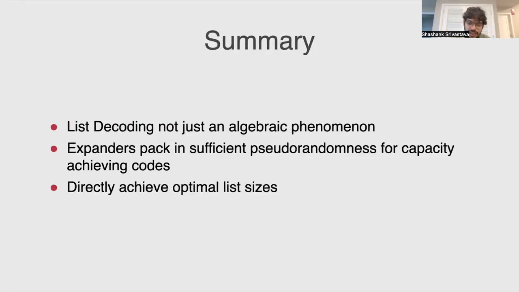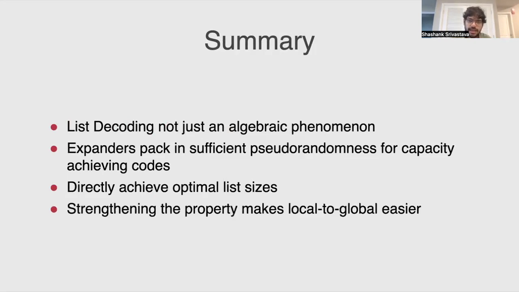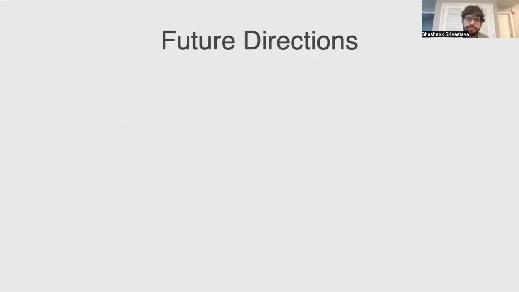One of the key advantages of our approach is that we directly achieve optimal list sizes, whereas for algebraic codes, we saw that there's a long line of work that slowly tries to get to the optimal list size. And a technical takeaway from our work is that strengthening the property from list decodability to average radius list decodability makes it easier to prove the local to global result.